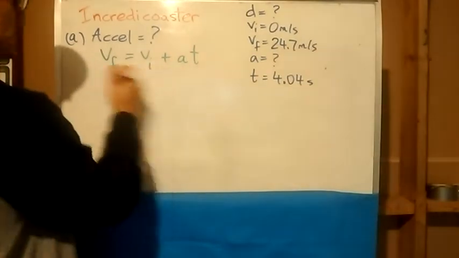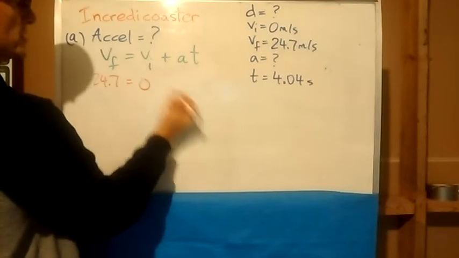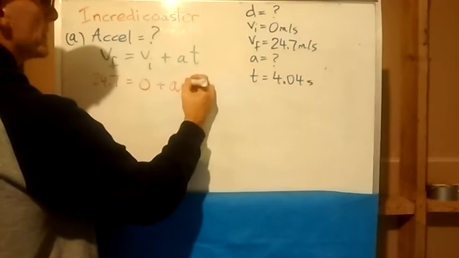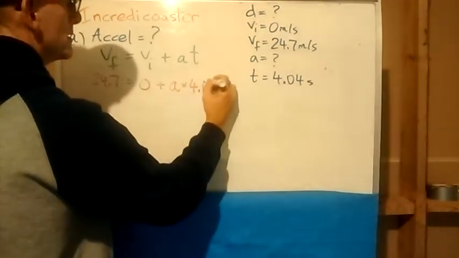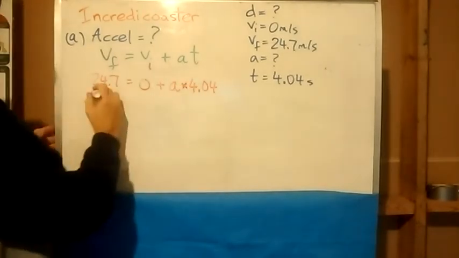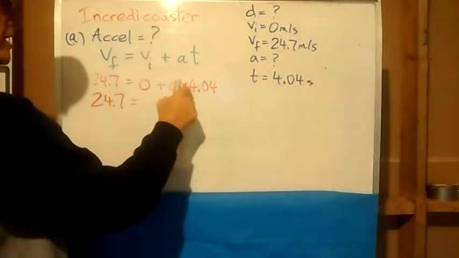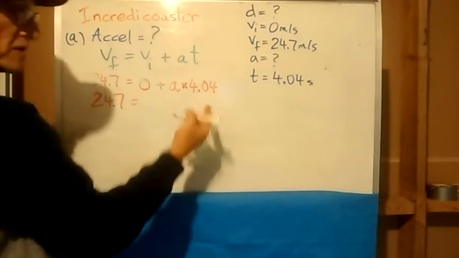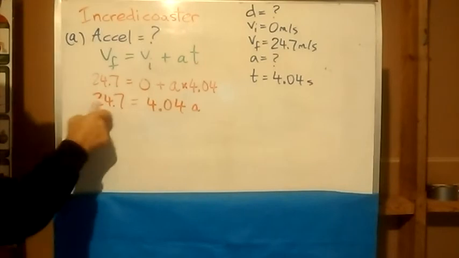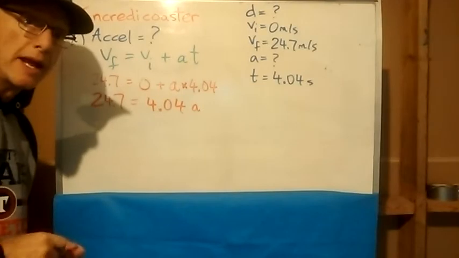So I'm just going to put the numbers in here. 24.7 is equal to 0, which is what we started at, plus a, which is what we're looking for, times the time. So to clean it up and make it look like a math equation, I've got 24.7, this 0 doesn't mean anything, is equal to a times 4.04, which is the same as 4.04 times a. So it's like 24 is equal to 4.04x. So let's calculate a.